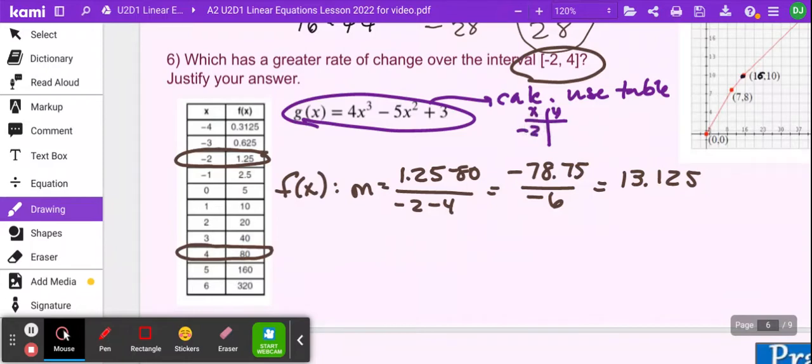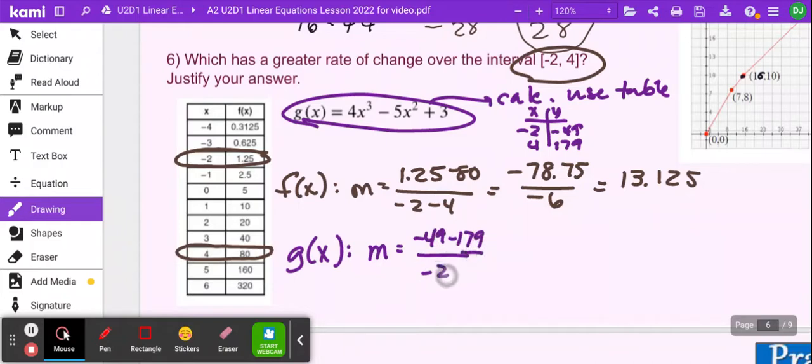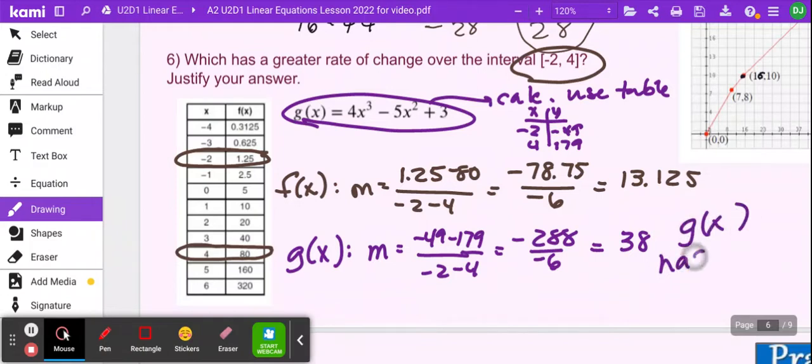If I put in negative 2, negative 49 comes out. And if I put in 4, 179 comes out. So you might as well use that fancy pants graphing calculator. So then when I go to do the rate of change for g of x, doing the change in y over the change in x, what do I get? Again, just use your calculator. Okay, so it's very clear that 38 is greater than 13 and change there. So g of x has the greater rate of change.